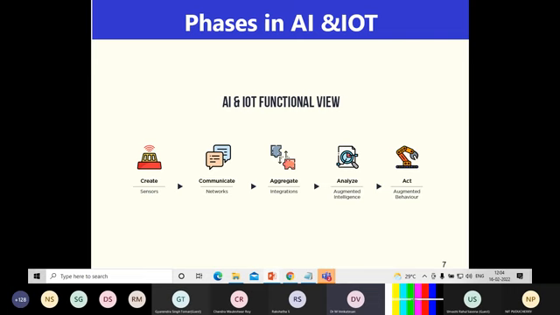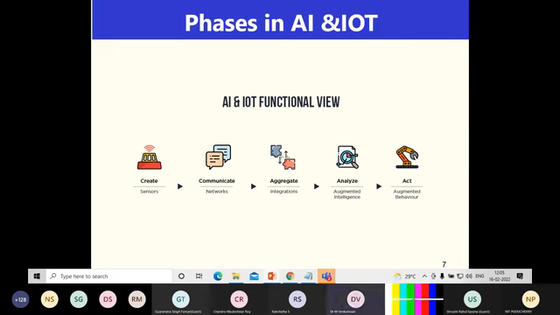So first, we can use existing sensors to collect the data. Otherwise, we can create sensors. We can create small IoT devices, right, and through that we can collect the data. Then we have to communicate, we have to transfer the data. Then we have to aggregate, where we do data integration. Then it will go to the AI part.